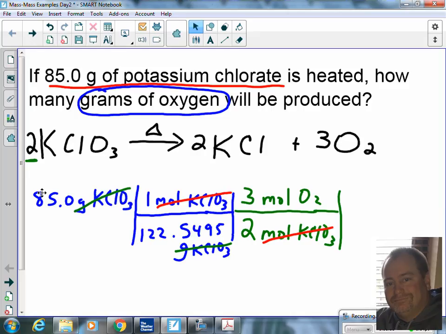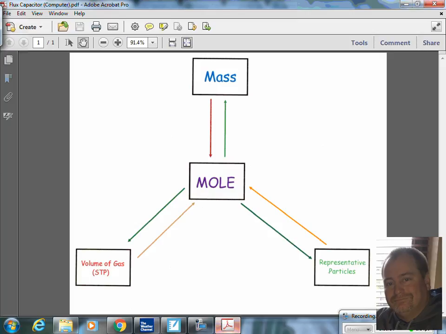Now, my final step, Joe, was to do what? Convert the moles of the unknown substance to the mass of the unknown substance. This is also a what type of a move? Flux capacitor. So if I head back to my flux capacitor, where am I at? Where am I at right now? Moles. And I want to go where? Mass. So what's my conversion? The molar mass over 1 mole, right?